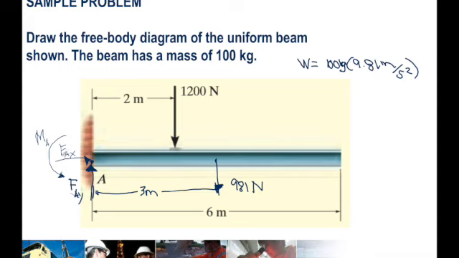Okay, so the only thing to do here is to draw the free body diagram of this uniform beam, and now we have it. So we already accounted for all external forces, its weight, and also the reactions at the support A, which is a fixed support.